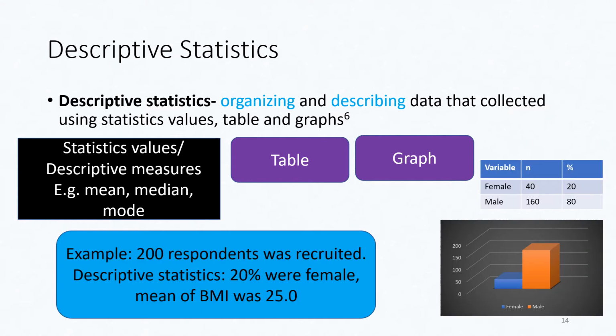Example of this study: 200 respondents were recruited. Descriptive statistics mention that 20% were female. Mean of BMI was 25.0. You can use a table to represent your data, or a graph.